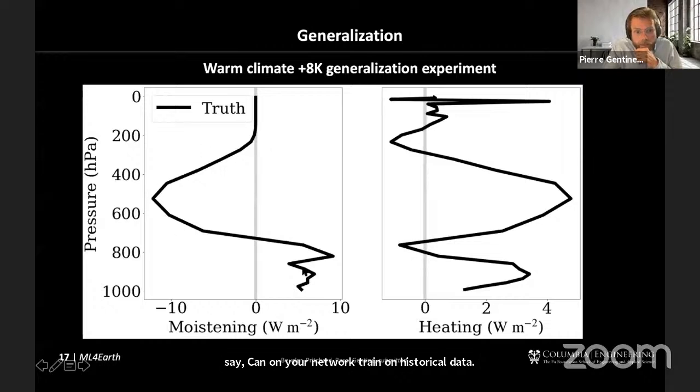So the truth here would be the moistening in some latitudinal average. And that's going to be the heating rate, again, over some latitudinal band, doesn't really matter what it is. Okay, so moistening and heating, those are the targets we want to have in the warm climates. Okay, so those are the anomalies.